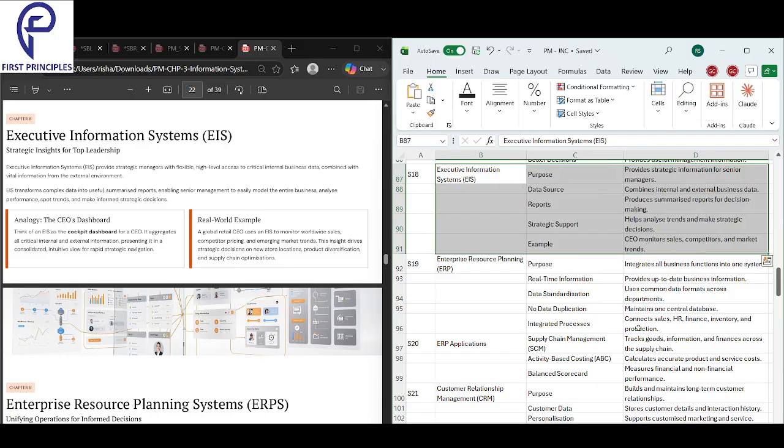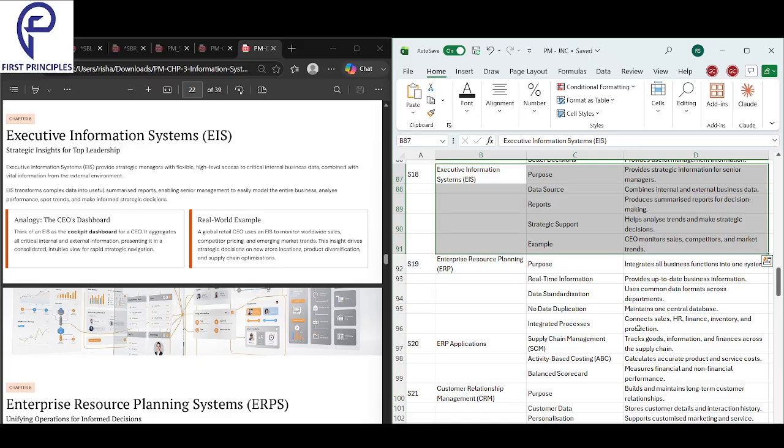When we talk about Executive Information System, one is the purpose. It provides strategic information for senior managers. That is the first thing. Second, data source. It combines internal and external business data. Reports. It produces summarized reports for decision making. And strategic support. It helps analyze trends and make strategic decisions. Finally, the example is CEO monitors sales, competitors, and market trends.